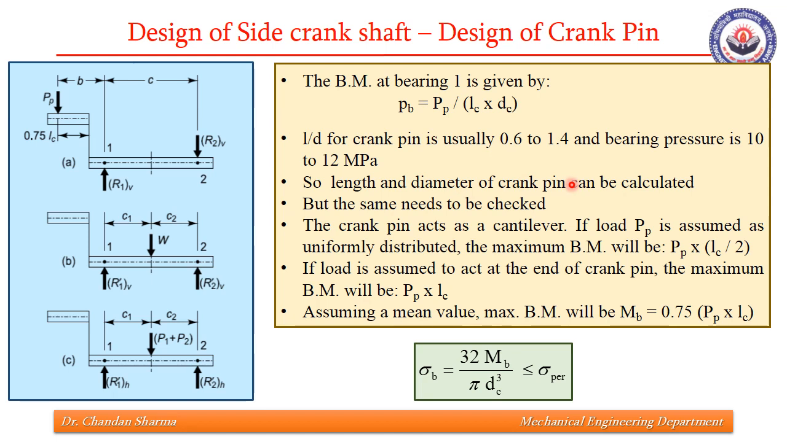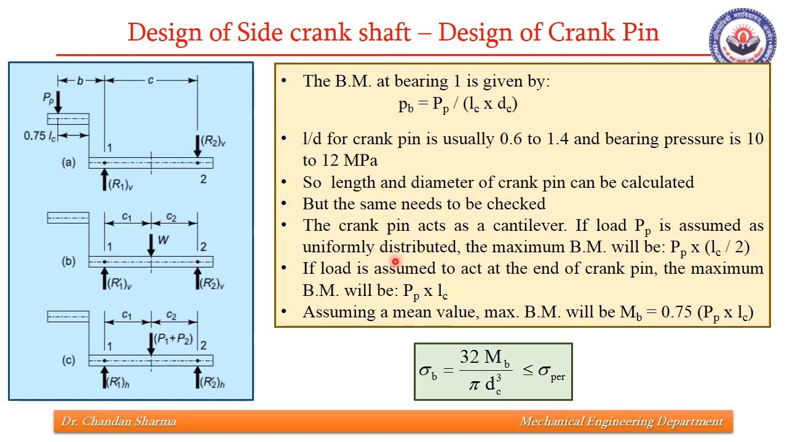But we have taken only assumptions like the L by D ratio and bearing pressure. We also need to check it from the stress point of view. So what we'll do, we'll assume that the crank pin acts as a cantilever. This is acting as a cantilever with load PP over here. Now this PP load can be assumed uniformly distributed. If that is the case, then the maximum moment will be PP into LC by 2.